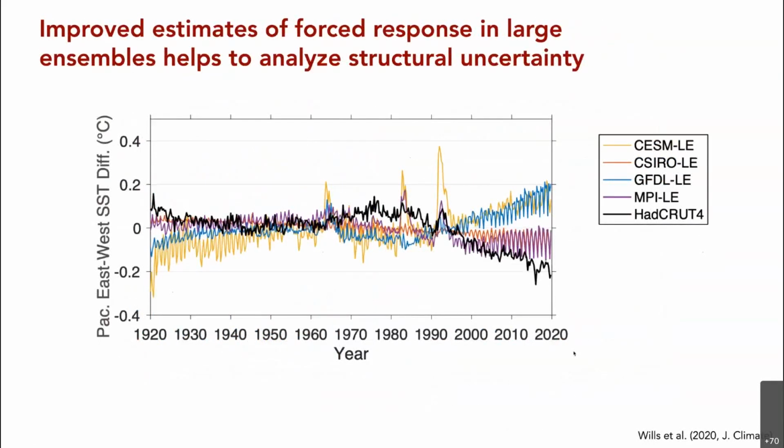This helps you do analysis of the structural uncertainty in climate projections, such as looking across these 4 different ensembles and seeing how their Pacific SST gradient has evolved through the 20th century, and comparing that to observations.